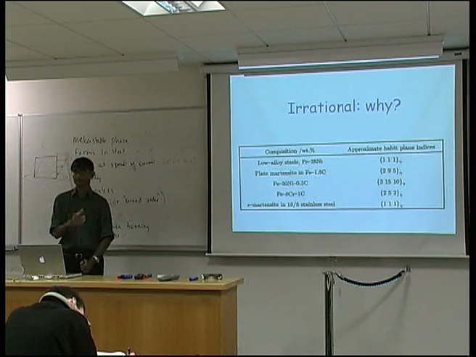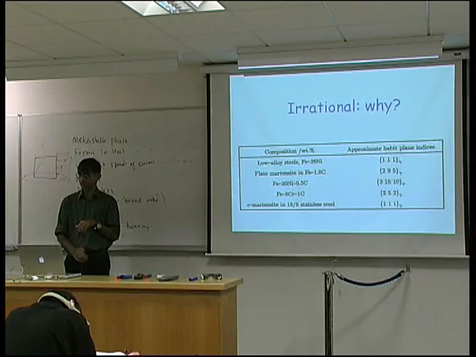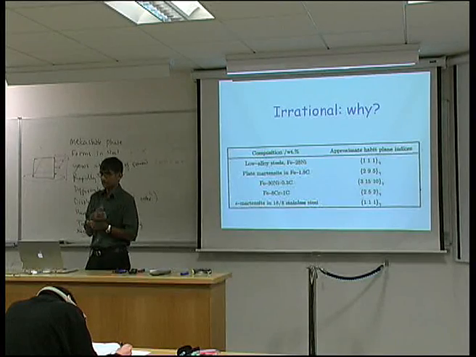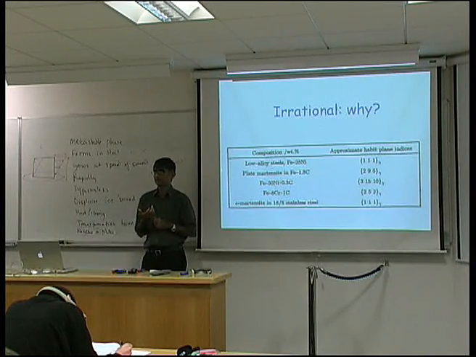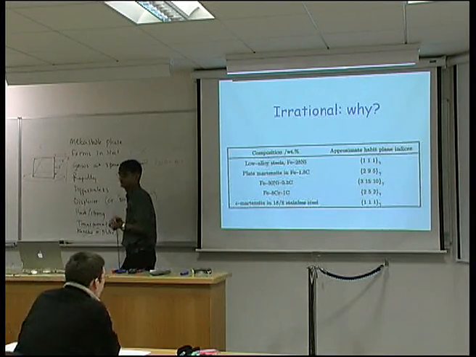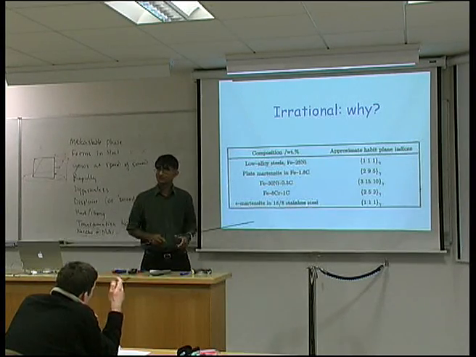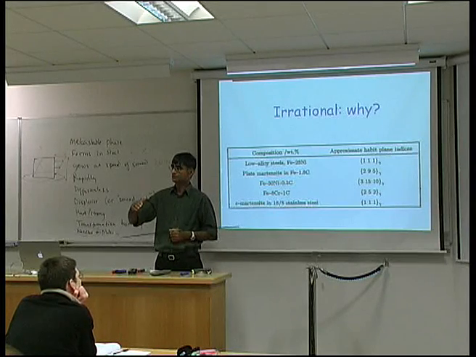Now, this will be the first bit of confusion. Okay? If I make a list of the habit planes of martensite in a variety of materials, then first of all, the indices of those planes will be irrational.